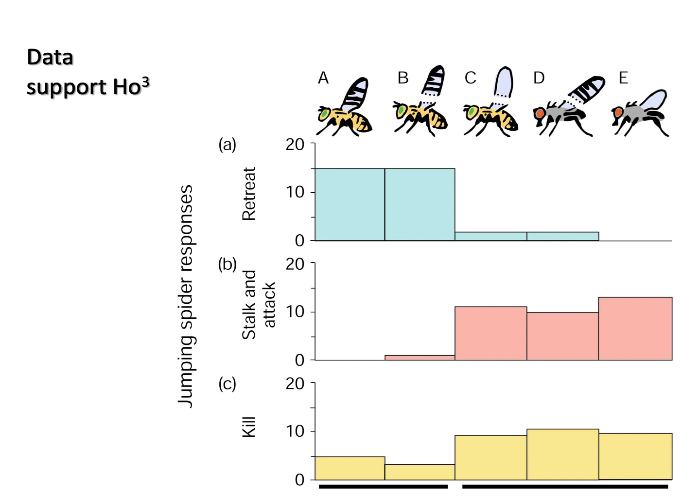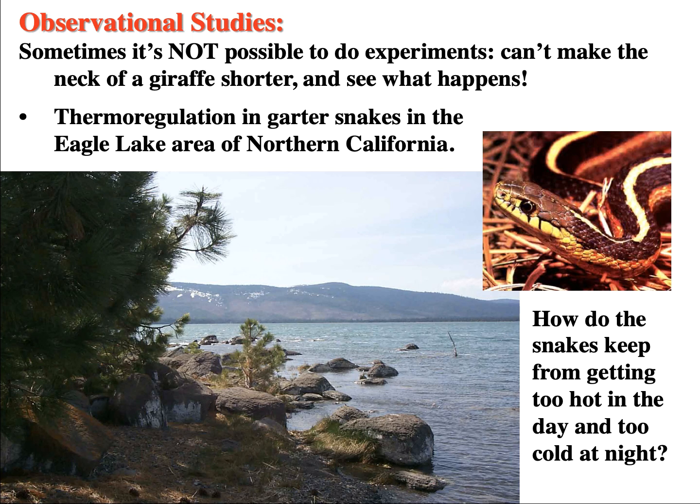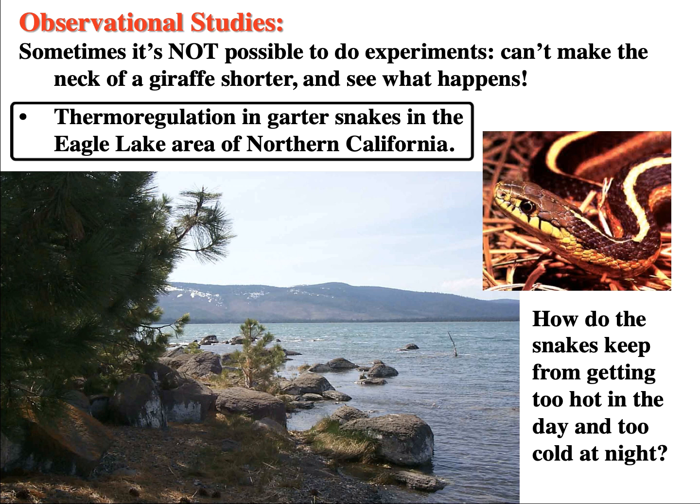The only cases where they did not attack was where the fly with the spider-like wings and the spider-like behavior were present. So then both adaptations, the wings that mimicked the spider legs and the behavior of moving the legs in a display that looks like a territorial display by a spider, had the effect of deterring the jumping spider predators. So here's an example of an observational study, and this is thermoregulation in garter snakes in Northern California.